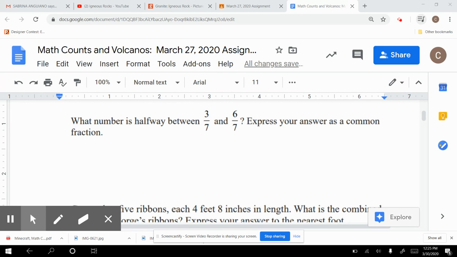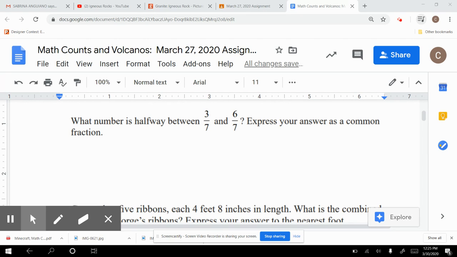So here's number one. It says, what number is halfway between 3/7 and 6/7? Express your answer as a common fraction. Okay, there's a couple of different ways you could go about doing this. One way is adding the two fractions together and then dividing by two, because that's kind of what an average is, the number in the middle, right?